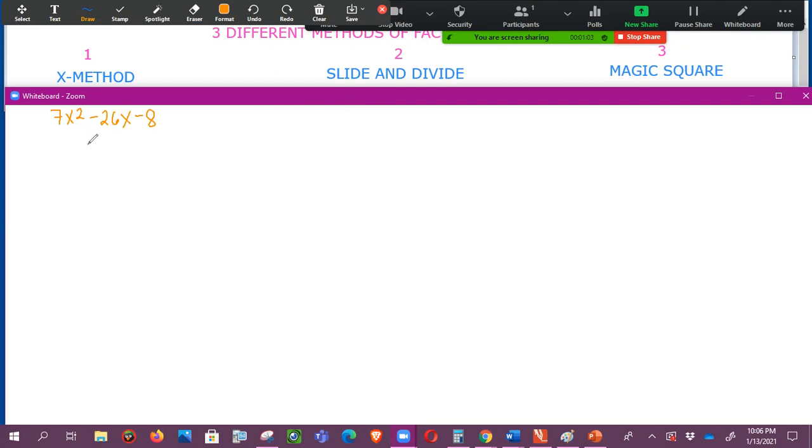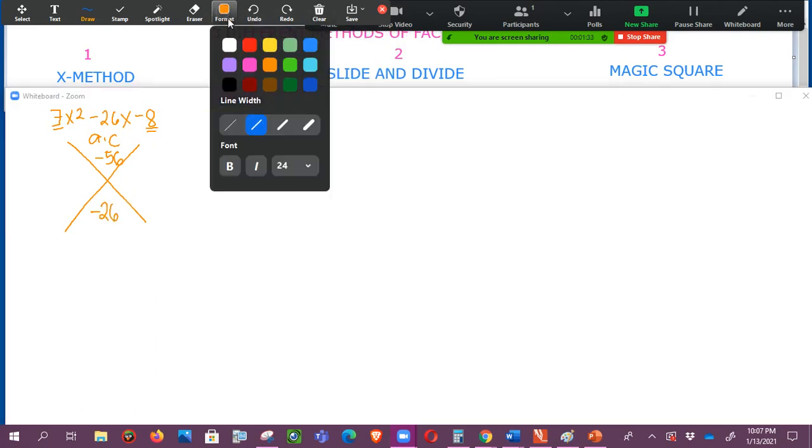First one, X method. So I need to draw an X. Multiply the A and the C, which is 7 and 8. That will give us 56, negative 56. So you put it right here. And then the middle term, which is negative 26, would be at the bottom part.